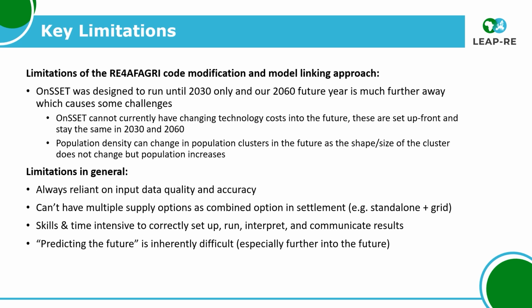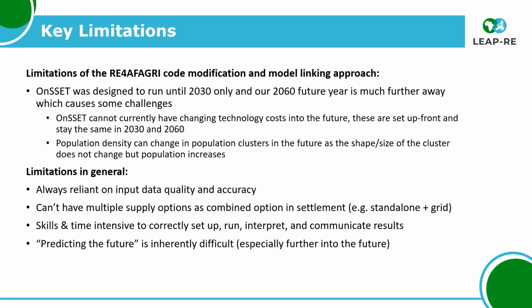Firstly, OnSSET currently cannot have changing technology costs. For example, the cost of solar in the base year will be the same as the cost of solar in the future, which is perhaps unlikely to be the case. Additionally, the population density in the specific clusters can start to change as the population will grow in these clusters, but the size of the cluster will not change.